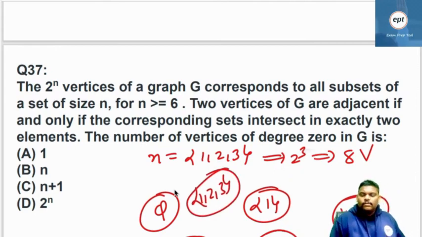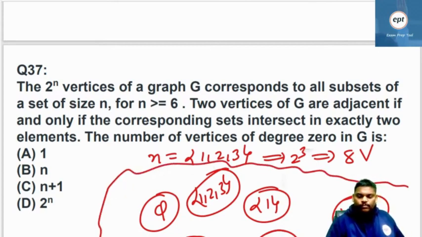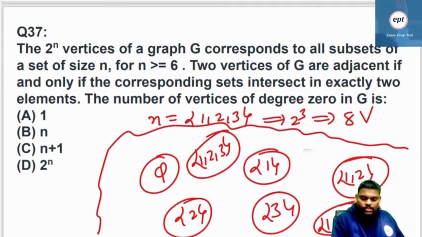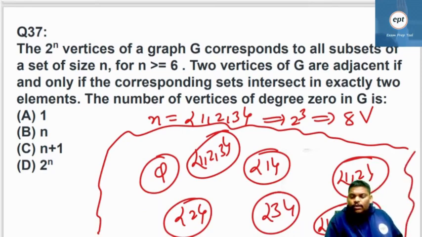So like this. 2 power n vertices of a graph G correspond to all subsets of a set of size n. Right? Okay, fine. These are the vertex names. What is he saying? Two vertices of G are adjacent if and only if the corresponding sets intersect in exactly 2 positions.